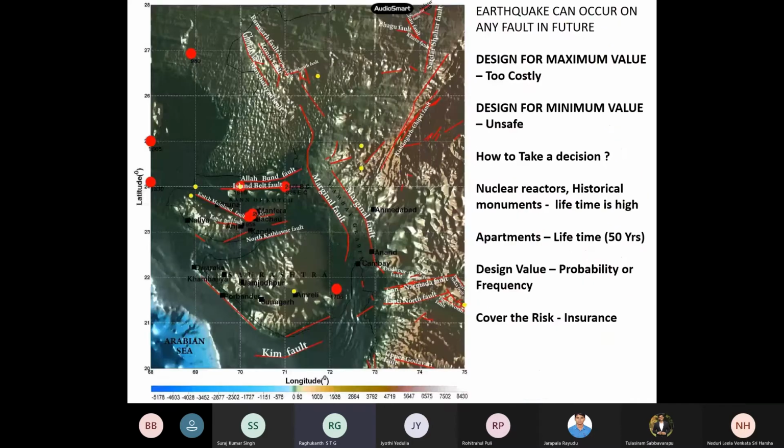For example, I am showing you the Gujarat fault map. Let us say Ahmedabad city is located somewhere here. Now I want to construct a building, or maybe a power plant, or a nuclear reactor, or a hospital or anything like that. I want to construct it in Ahmedabad city.